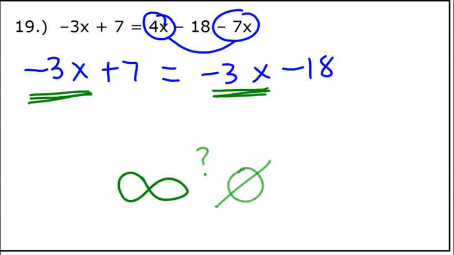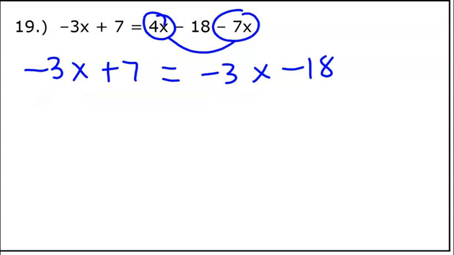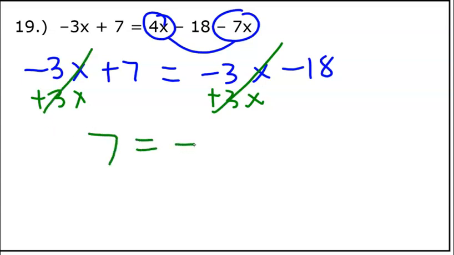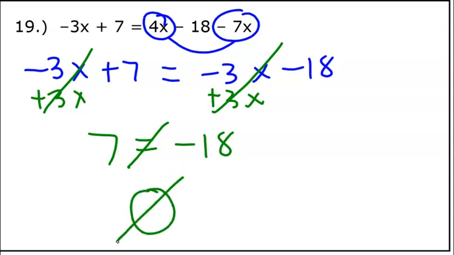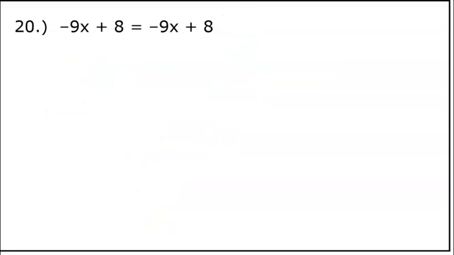And this is why. If I were to add 3x to both sides, my x's would entirely disappear. And the sentence that would remain would be false. 7 can never be equal to negative 18. That's why there are no solutions.